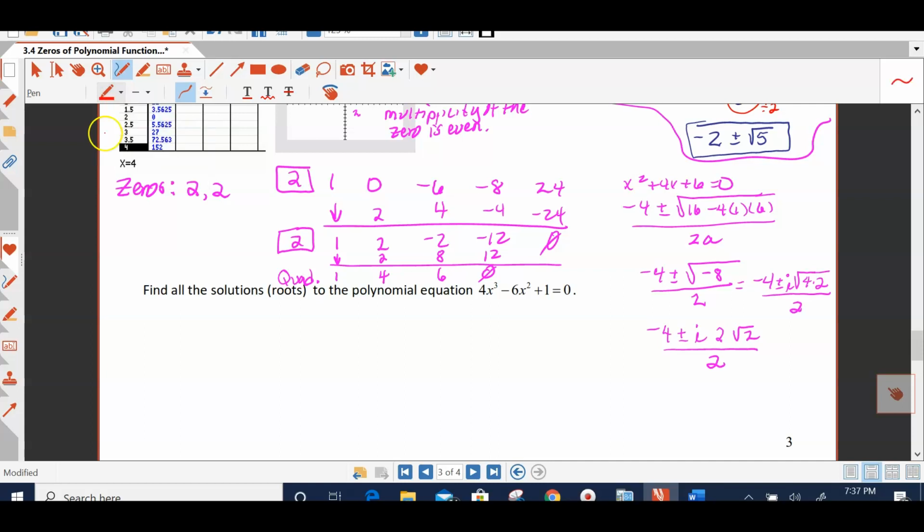The last thing we look for on these is to see if there's anything in these 3 positions that they have in common that I could divide out. I notice that they're all divisible by 2. So let's see what this looks like when we clean it up. Negative 4 divided by 2 is negative 2, plus or minus 2 divided by 2 is 1, so it's just going to be an i with the square root of 2.